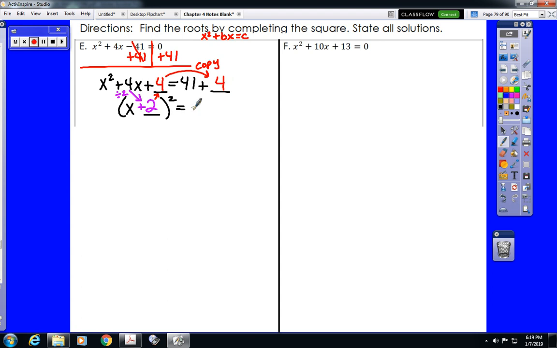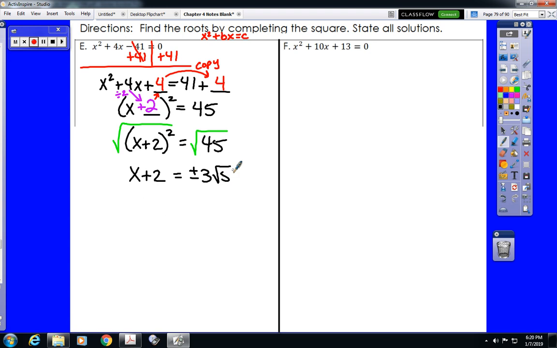Now I simplify the right side. 41 plus 4 is 45. This has turned the original problem into a problem that I already know how to solve using the square root method. So I take those binomials, or the two sides of that equation, those squares, and I take the square root. When I take the square root of a binomial squared, all it does is cancel the exponent, leaving me with x plus 2. On the other side, the square root of 45, my calculator again can reduce it for me, but I need to remember to put my plus or minus in there. 45 breaks into 9 times 5, meaning it reduces to 3 root 5.